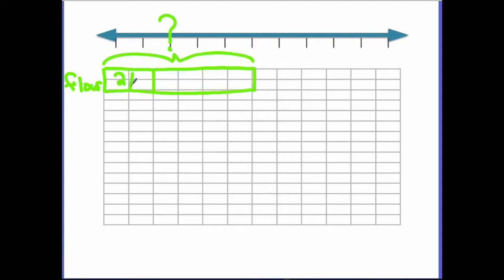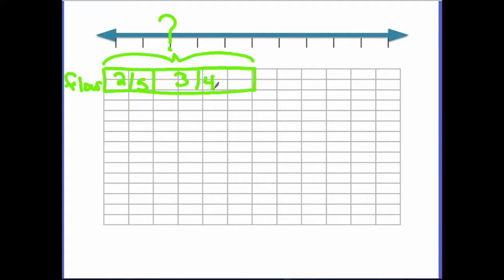2/5. And the second time she used the flour, how much did she use? 3/4. So what do we need to do to those two numbers to find out how much total flour she used? Connor? We're going to have to add since it said all together.